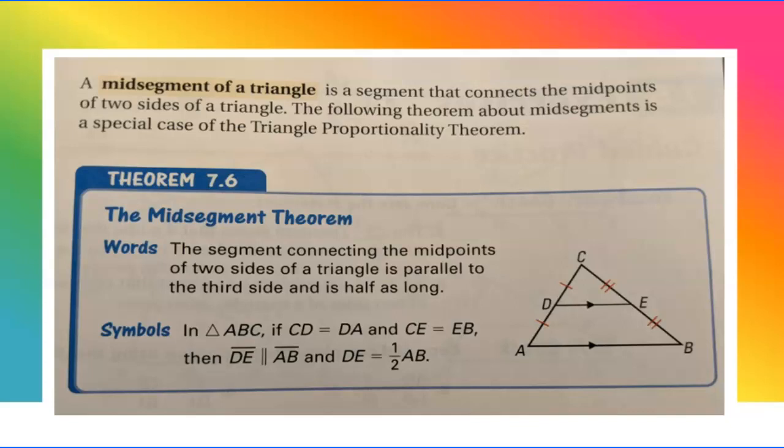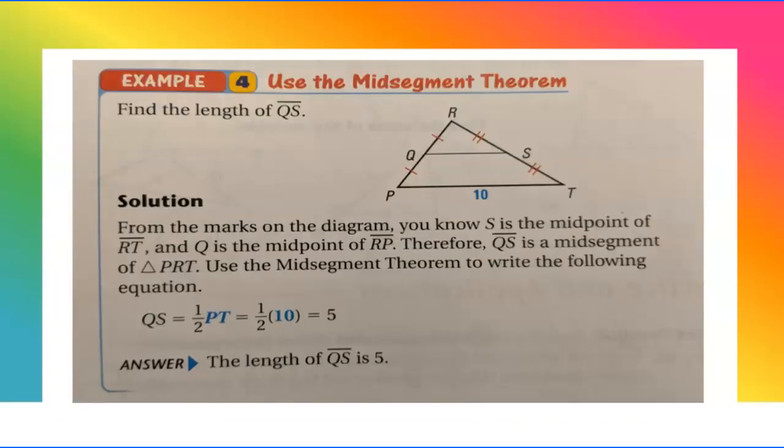The segment connecting the midpoints of 2 sides of a triangle, this guy right here, DE, is parallel to the 3rd side and is half as long. So DE is going to be half as long as AB. It's parallel, and it also makes these equal. So in the past, we've been looking at proportions. You might have 4 over 8 and 6 over 12. They're proportional, but 4 does not equal 8. In this case, these are equal, okay? Let's take a look at how this works.